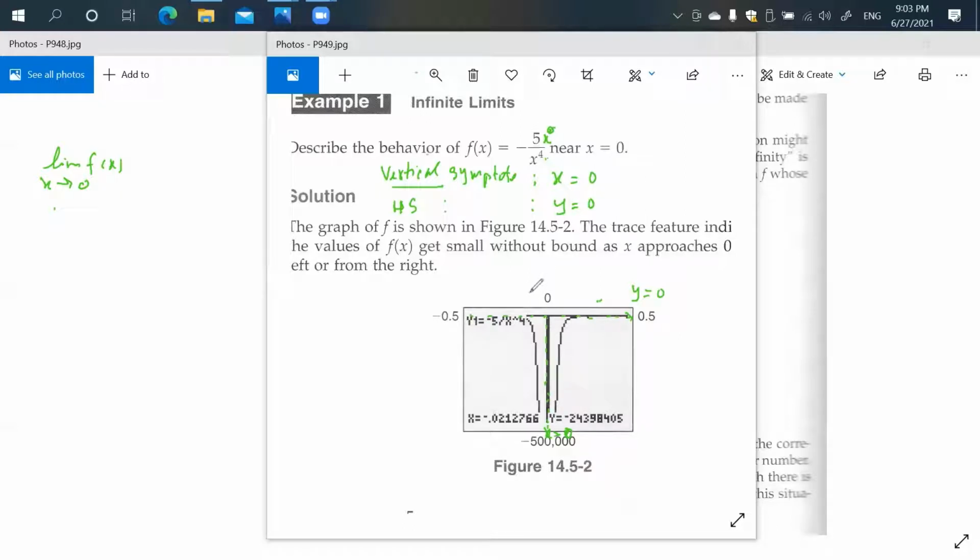Now, we see whether we have an x-intercept or not. Every time when you plot a graph, right? This graph we call a rational function, correct? Because it's like a fraction, right? 5 over x power 4, something like that. So next, if the question asks you, you have to plot the graph every time, okay? That really helps when you find the limit.